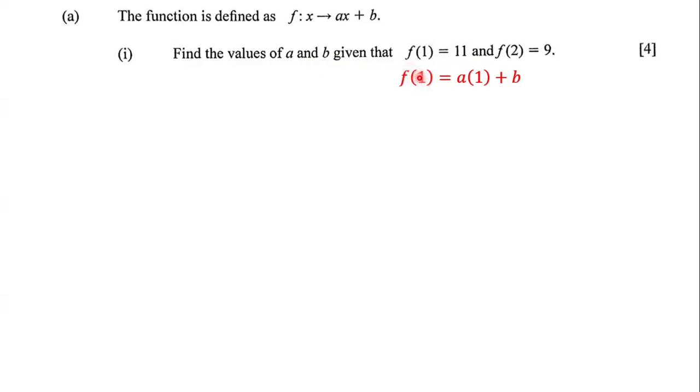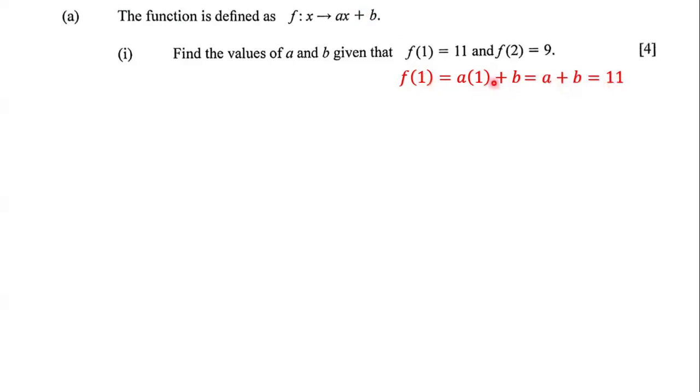So f of 1 is going to be equal to a. In place of x, we put 1. So a times 1 plus b. That's what f of 1 is, because we just replace x with 1. If we simplify this, a times 1 is simply a, and then it's a plus b, which is equal to 11.